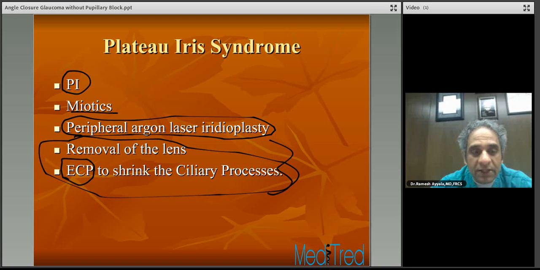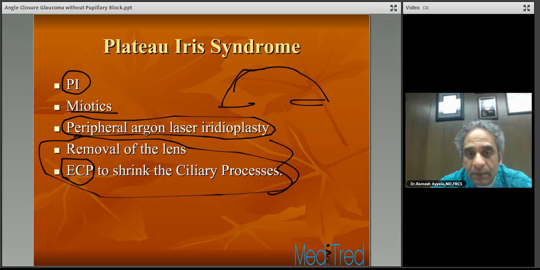There are these occasional patients where you may have to resort to creating a unichamber. I think it's Ike Ahmed who coined the word unichamber, where you want to take the lens out and do a vitrectomy and leave a communication between the anterior and the posterior chamber to resolve these episodes from happening.